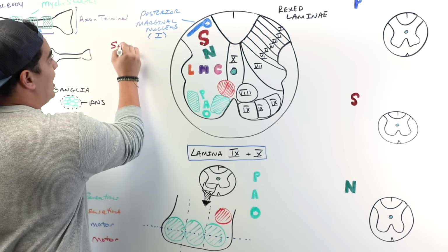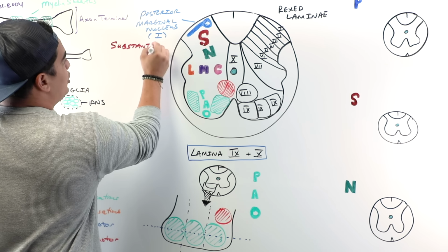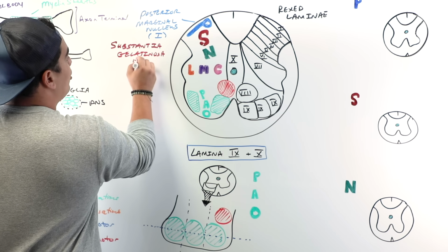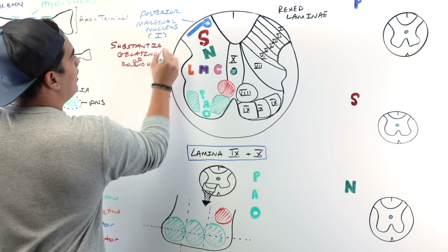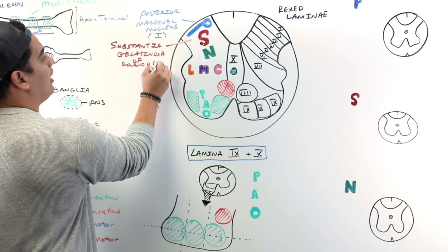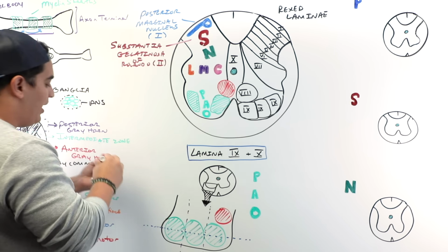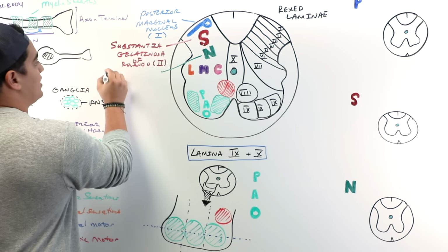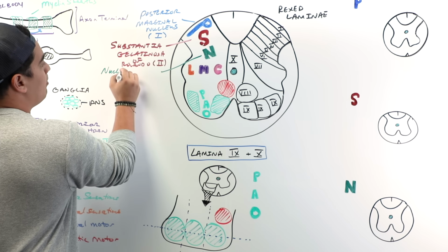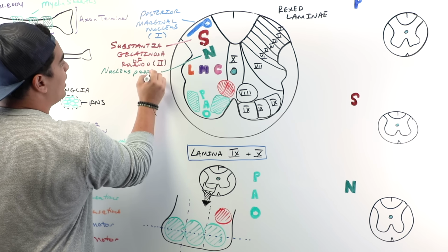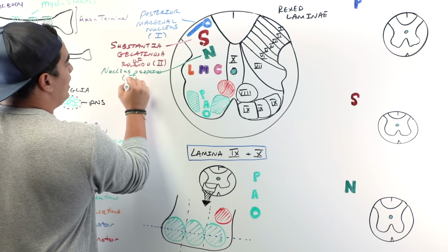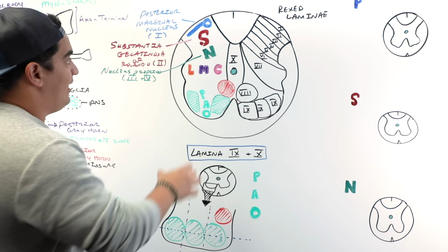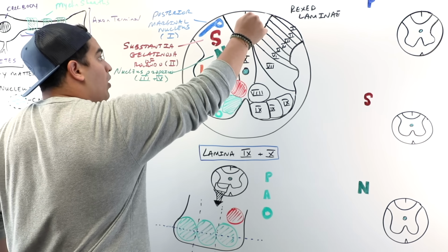So this is called the substantia gelatinosa of Rolando. One heck of a name, right? That's going to be primarily occupying lamina 2. Then we have this next one here in green. This is called the nucleus proprius. And the nucleus proprius primarily occupies laminas 3 and 4. Beautiful. Okay, that pretty much takes care of what we said, lamina 1, 2, 3, 4.